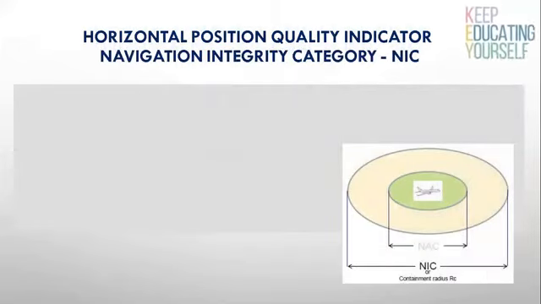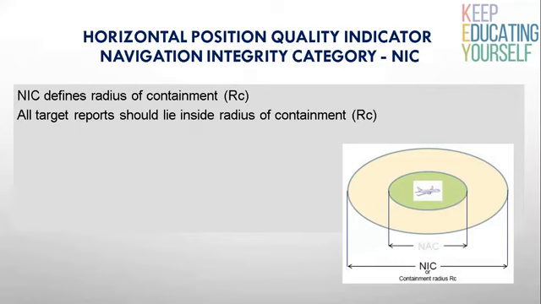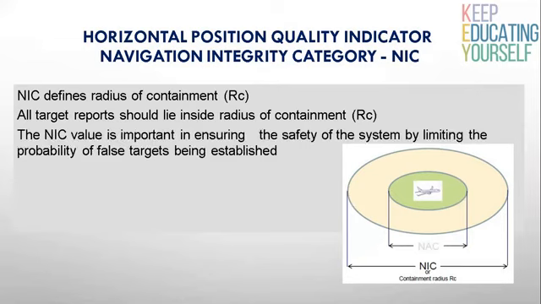NIC stands for Navigation Integrity Category. NIC defines the radius of containment, RC. All target reports should lie inside the radius of containment. The NIC value is important in ensuring the safety of the system by limiting the probability of false targets being established.